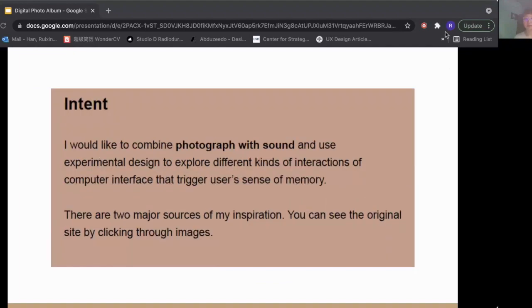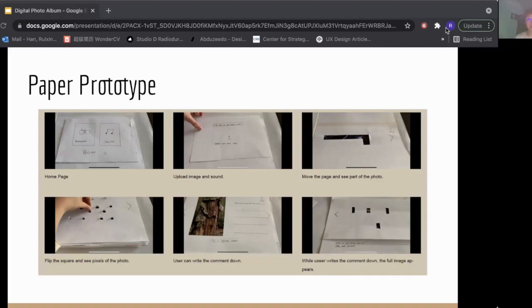This is my initial intention, which is to do the experiment with users and try to play around with all the combinations of photos and sound to get their sense of memory, in a way that accommodates their emotion. So this is my paper prototype. I videoed the whole process of users doing this, and I got four interaction modes and wanted to see their impression of this.